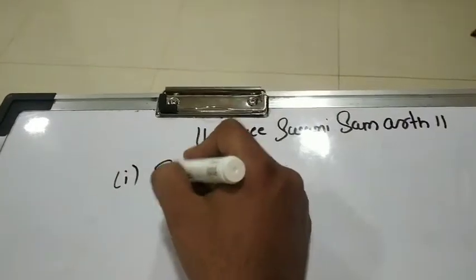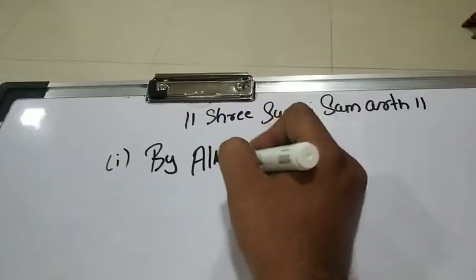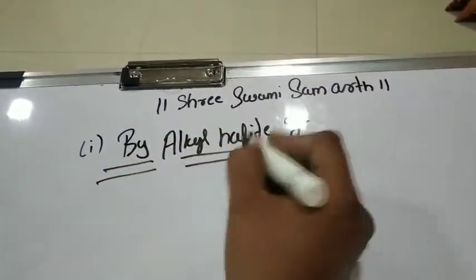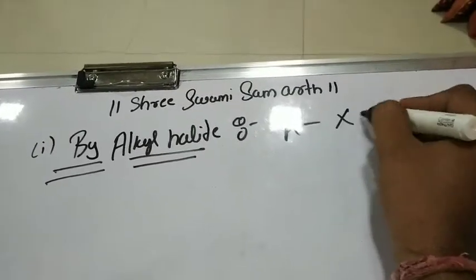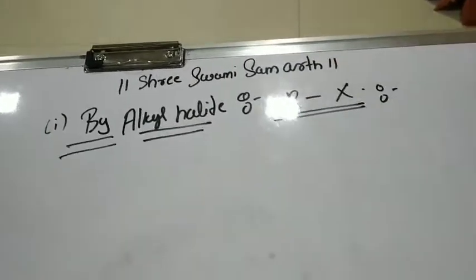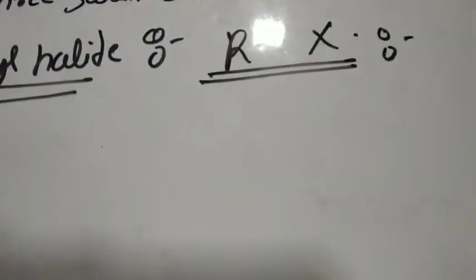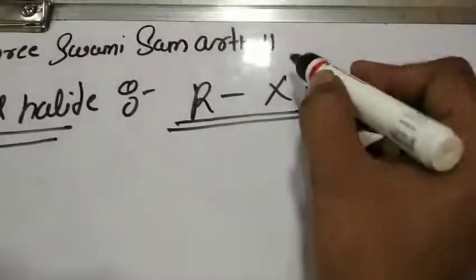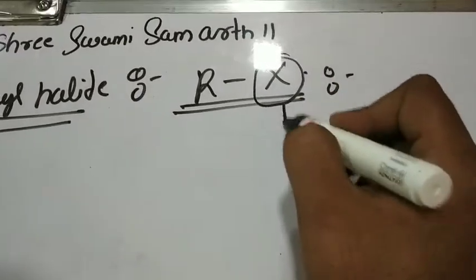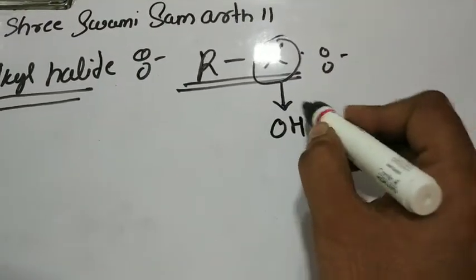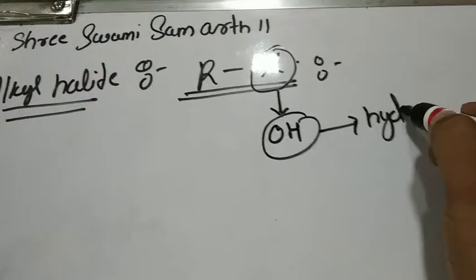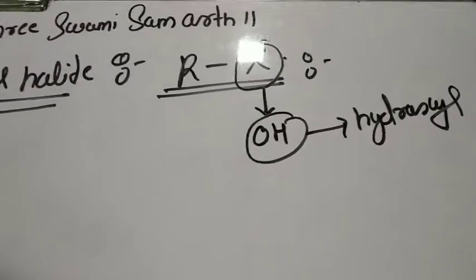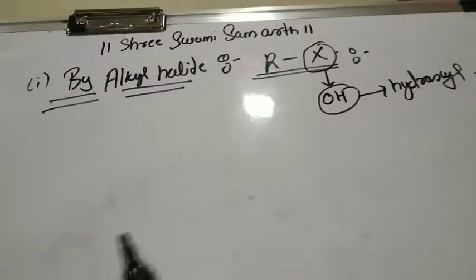You can note it down, preparation by alkyl halide. You all know, my dear students, I have told you a number of times what an alkyl halide is. Alkyl halide is nothing but the RX. So we are going to prepare the alcohol by using this particular RX. We are going to do a simple substitution reaction where we replace this X by the OH hydroxyl group. So we are going to replace the X by the OH, and such a reaction is called the reaction by the alkyl halide.